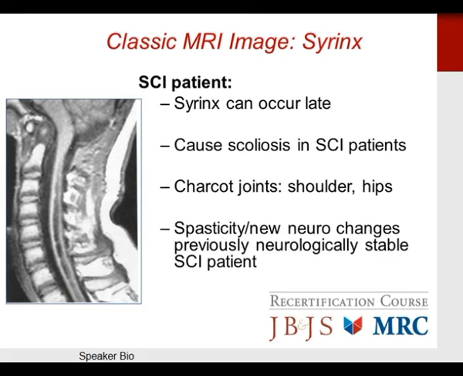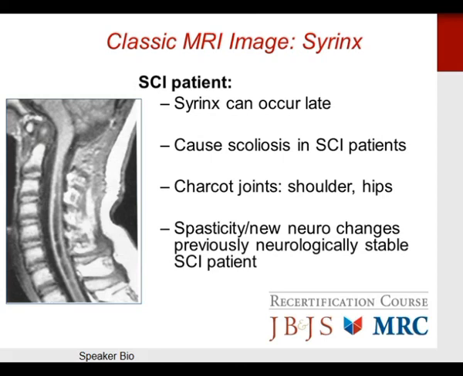This is a classic MRI of a patient with a syrinx. On the left is a T1 weighted image. Remember that syrinx can occur late in spinal cord injury patients. They can cause scoliosis in patients who have a spinal cord injury, and they may present as Charcot joints of the shoulder or the hip.